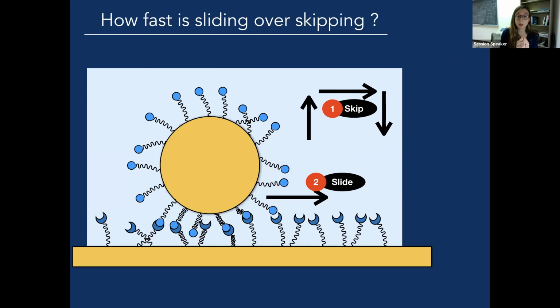Those particles can also slide. Sliding means you stay attached to the surface, but maybe you detach a point at the rear, reattach at the front, and this way, by and by, you're moving across the surface. Now, the question I'm going to answer here is to understand how fast is sliding over skipping and in which mode particles move preferentially.